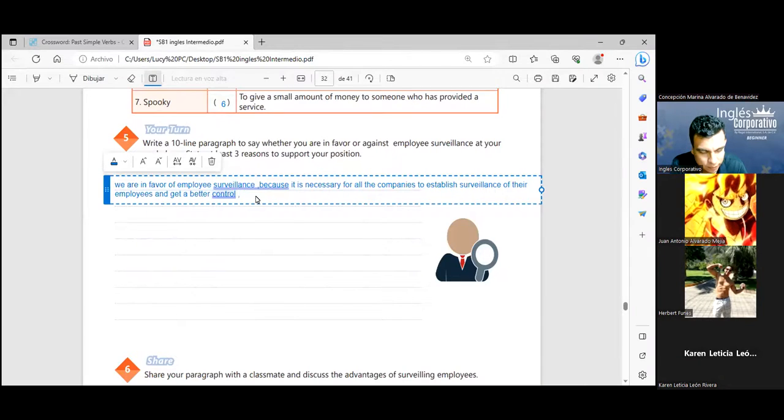Surveillance is because local. No sé cómo podría poner leyes, las leyes, nuestras leyes. Importantes. Another reason will be because of the current laws. Current laws. ¿Qué es? ¿Por qué?